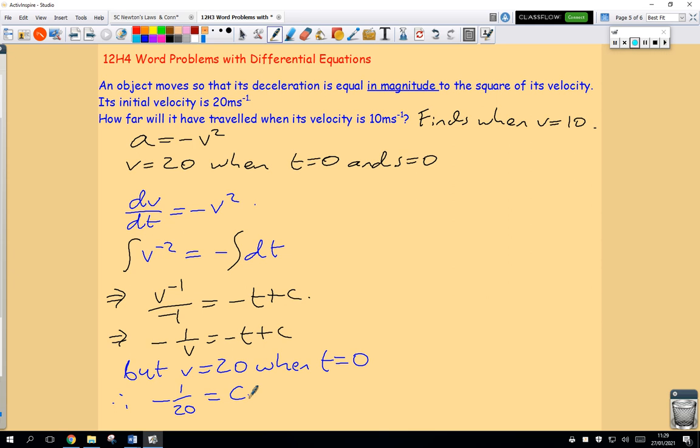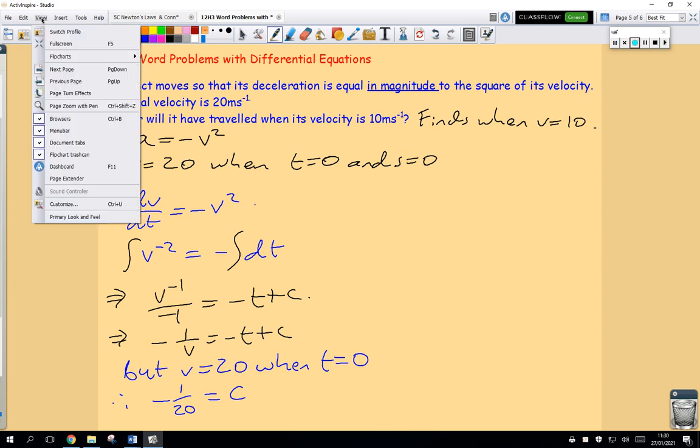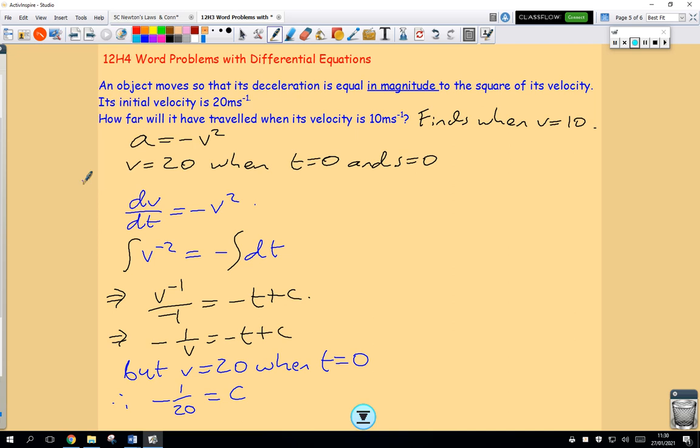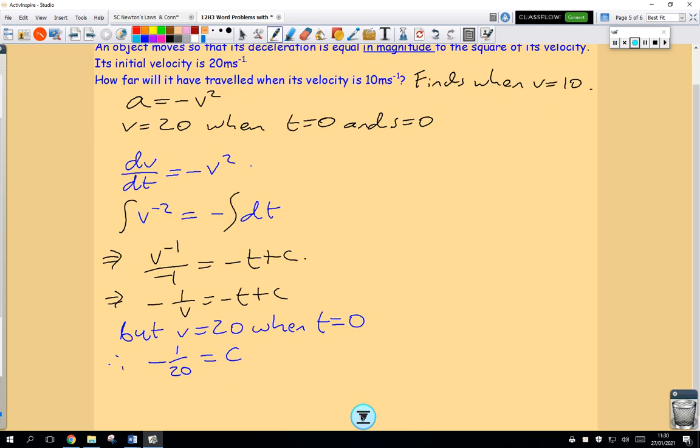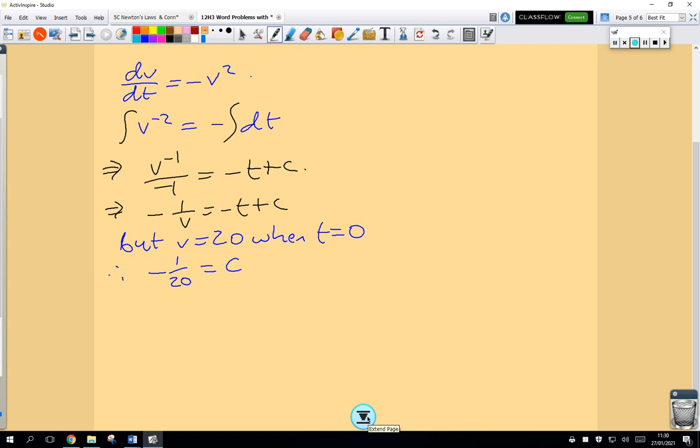I'm going to scroll down the page a little bit, because this is a slightly longer answer. Looking at my particular solution, therefore, negative 1 over v is equal to negative t, and subtract 1 over 20.